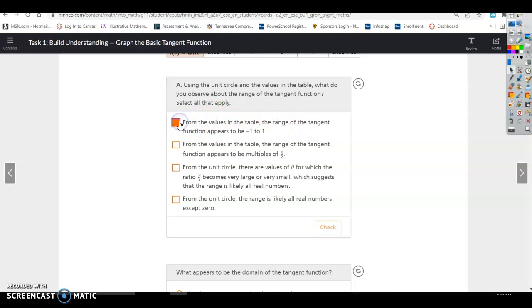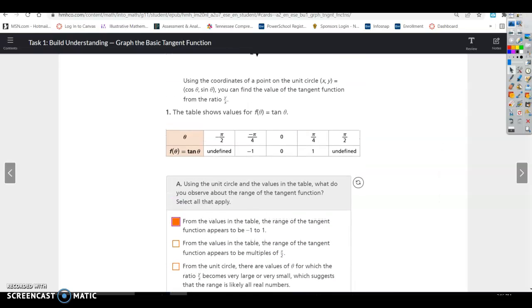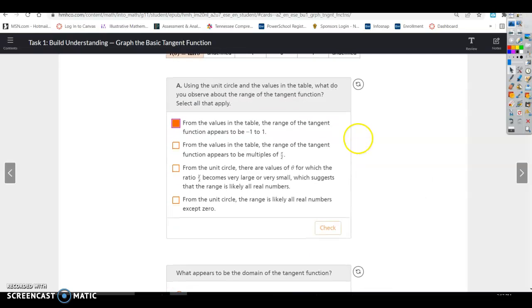All right. From the values in the table, the range of the tangent appears to be multiples of pi over 2. Well, not just pi over 2. The range is your f of x, or f of theta. So this would be my range. This would be my domain. So your domain may be multiples of this, but not the range.